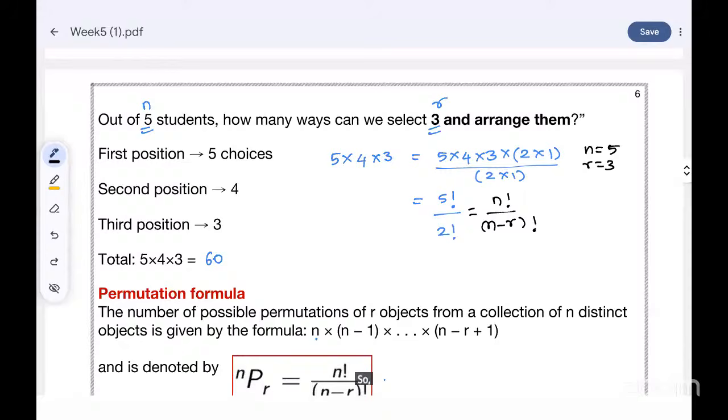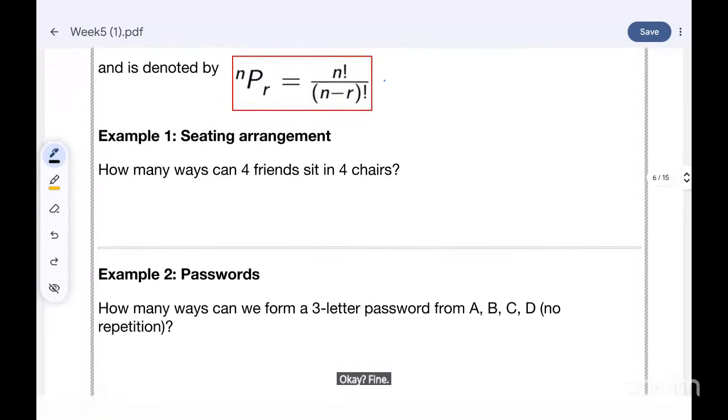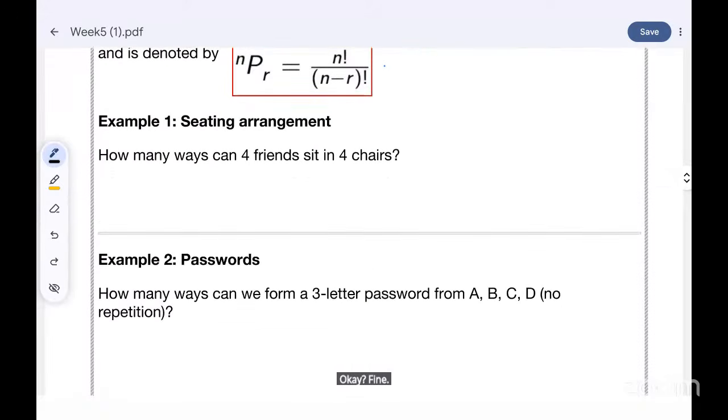So you can see this formula is what we call the permutation formula nPr, so n factorial by n minus r factorial. Okay, fine. Now let's see whether we can apply this formula in the following questions.